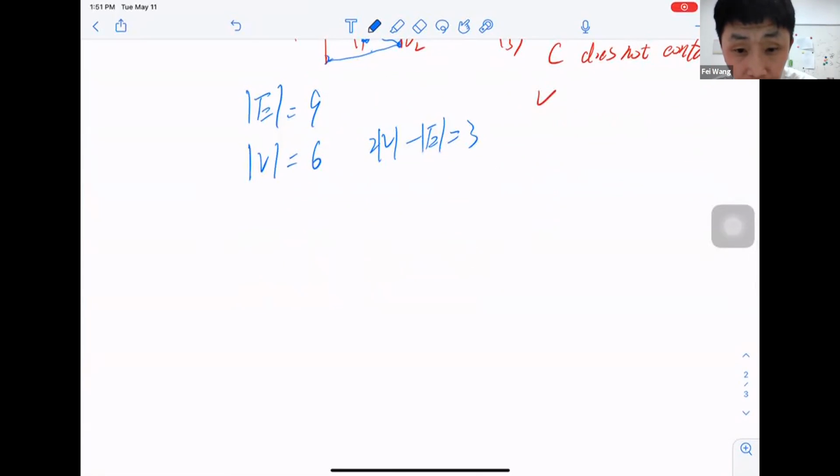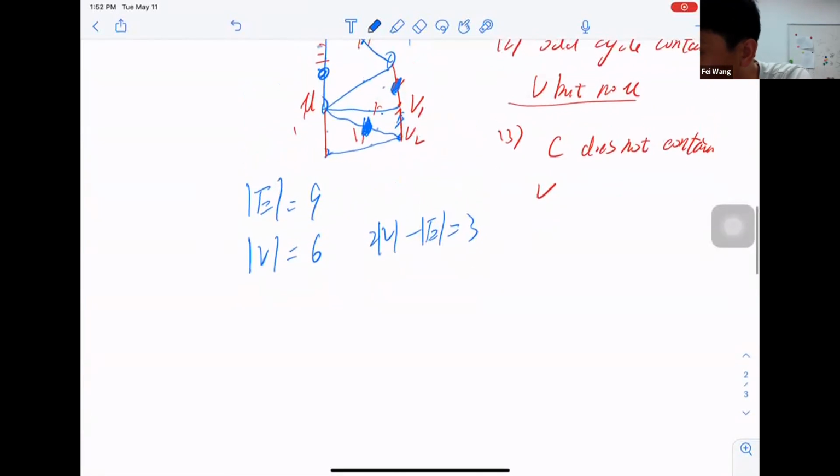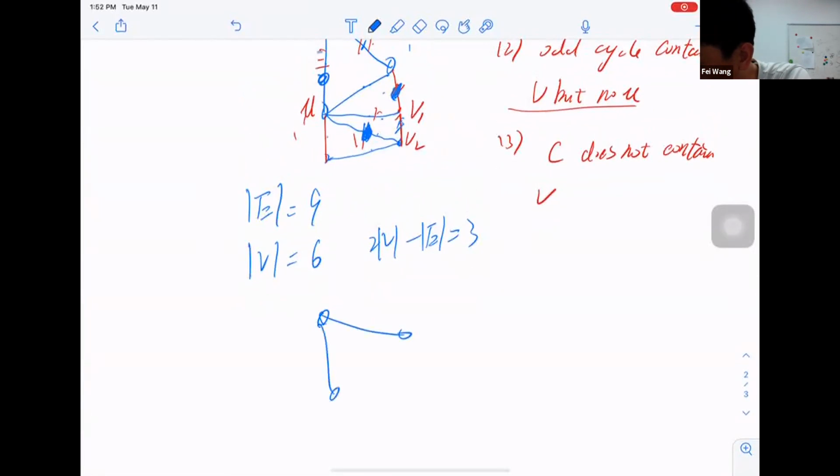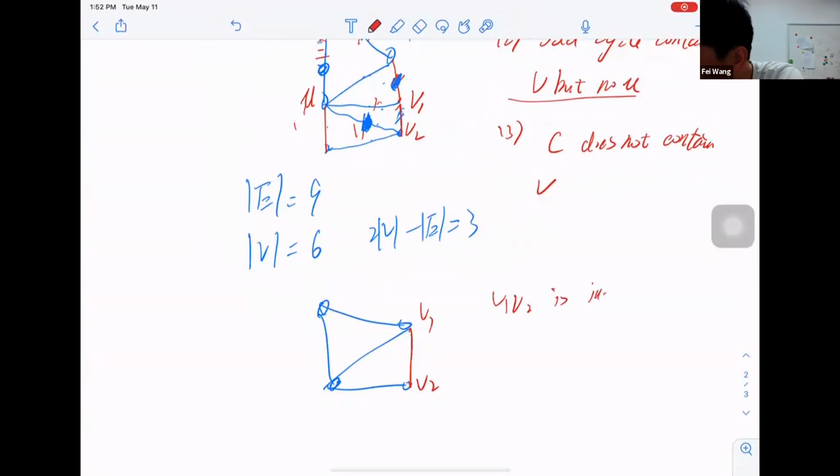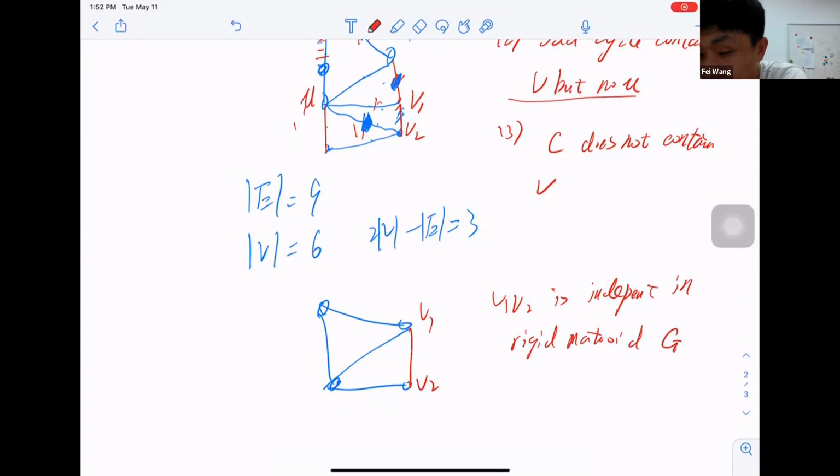At each step, I do vertex splitting. So for example, in this graph, when I mark V1, V2 as red, this vertex is actually independent, V1, V2 is independent in the rigidity matrix of G, right? Because this graph here is a minimal rigid graph. So V1, V2 is independent. Well, that means I can change the length of V1, V2 in the local neighborhood without changing the length of other edges.